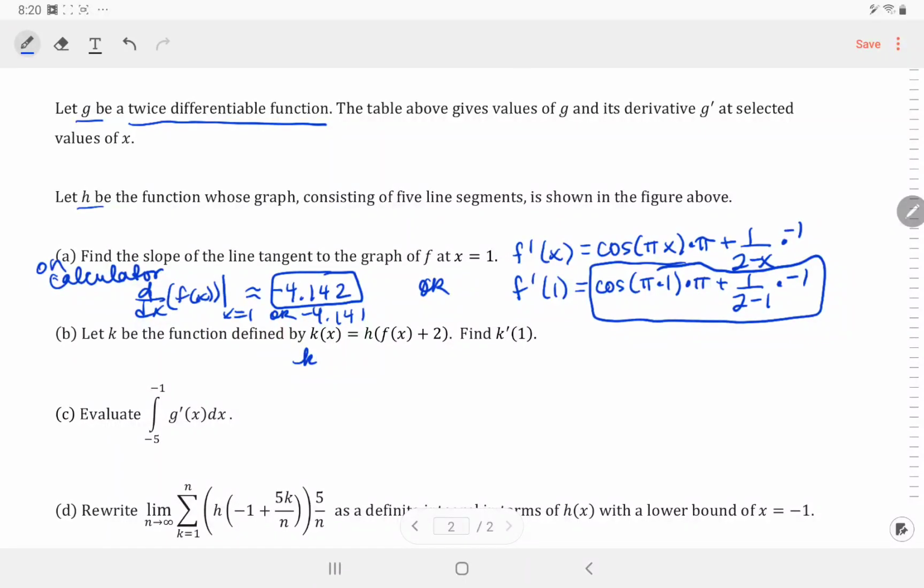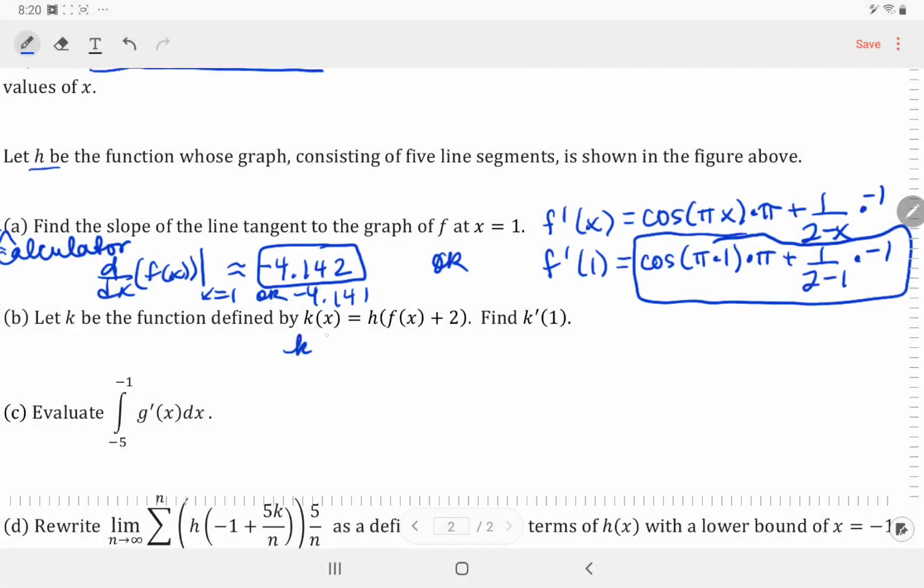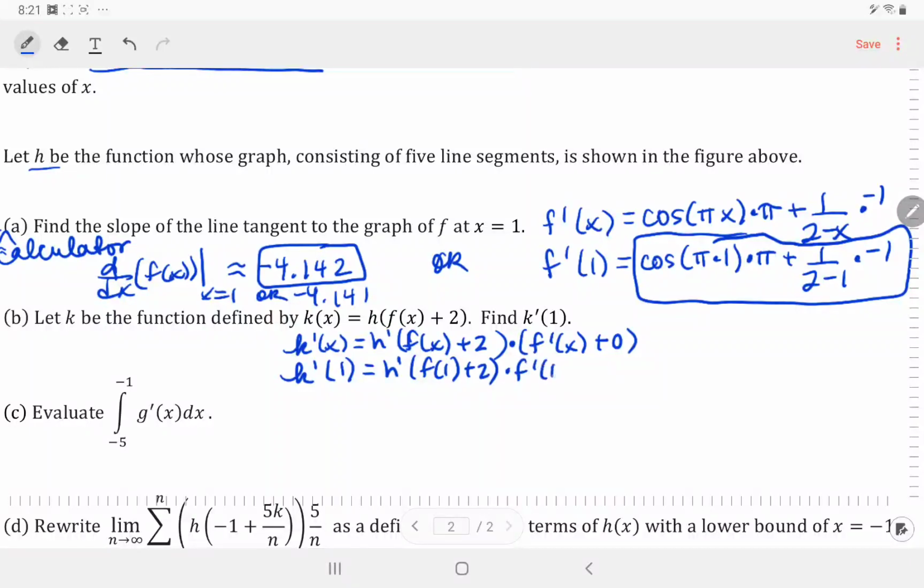Okay, so this is k. I'll make it bigger so we can write smaller. K prime of x is the derivative of the outside with the inside still inside, times the derivative of the inside, which is f prime of x plus 0. Make sure you find the derivative with the x before you substitute in the number. H prime of f of 1 plus 2 times f prime of 1 plus 0, so that's it.